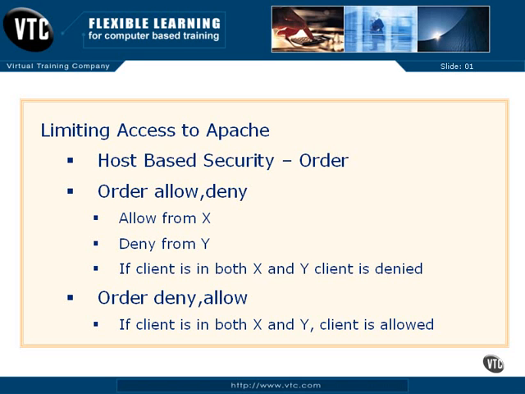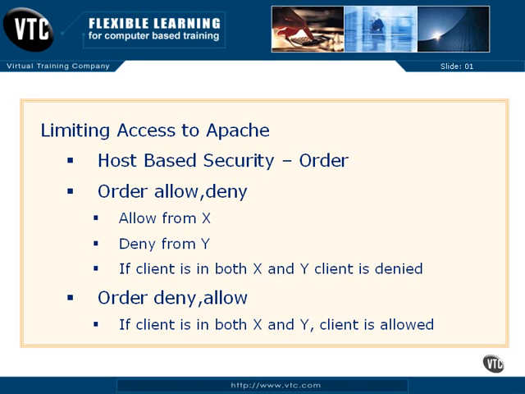The simplest method for limiting host-based access to an Apache website is with the allow and deny directives, but it may be a little counterintuitive. If you see order allow, deny, that means if clients are listed in both allow from and deny from directives, the client is denied access. Order deny, allow, in contrast, means that if clients are listed in both deny from and allow from directives, the client is allowed access to your website.